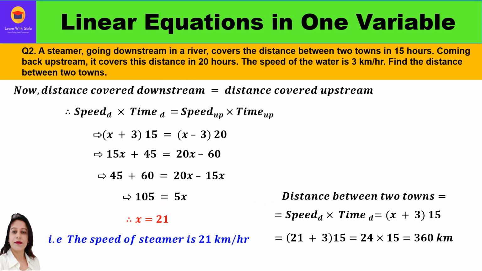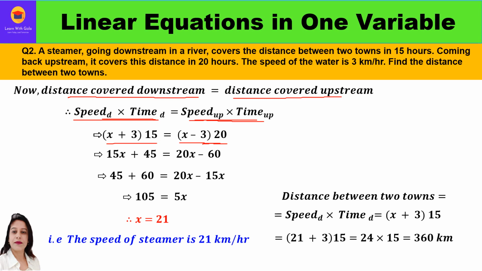Now the distance between two towns is same. So we can say distance covered downstream is equal to distance covered upstream. Now on the left hand side we will say speed into time is equal to speed into time. Over here on the left hand side we have taken downstream, on the right hand side we have taken upstream. Now downstream speed is x plus 3, time is 15 hours. So x plus 3 into 15. Now speed of upstream is x minus 3, time taken is 20. So x minus 3 into 20.